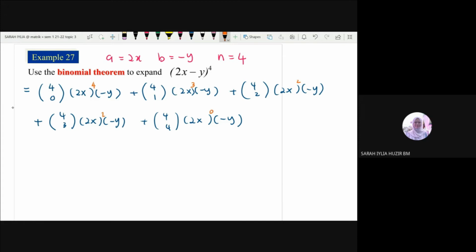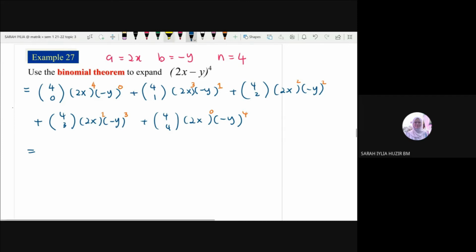And then for second term, power dia akan start dengan the lowest one. So 0, increase 1 by 1. So 0, 1, 2, 3 and 4. Dah lengkap semua, then start tekan calculator. So 4C0, first one kita akan dapat 1. So 2x to the power of 4.